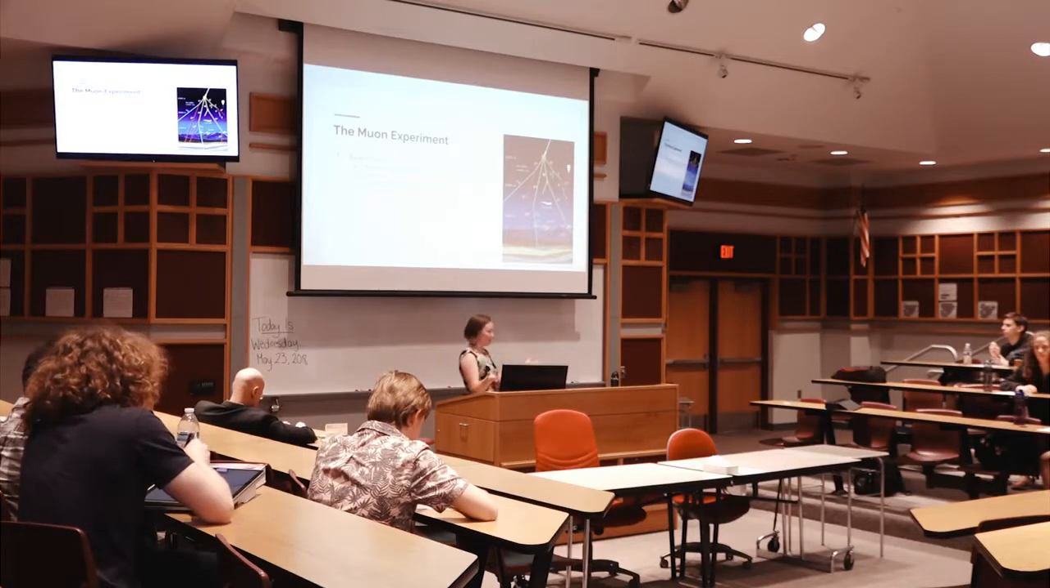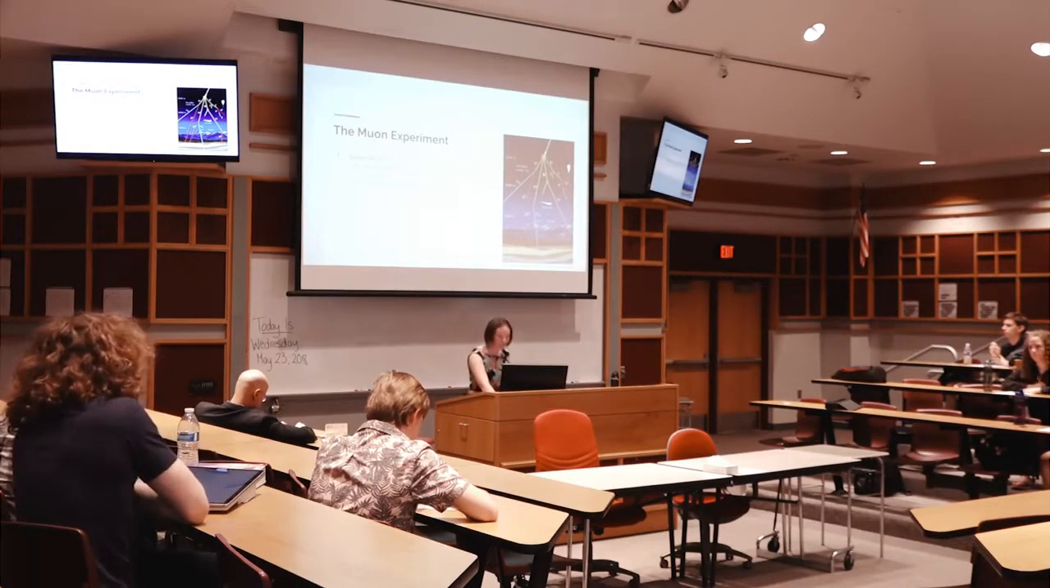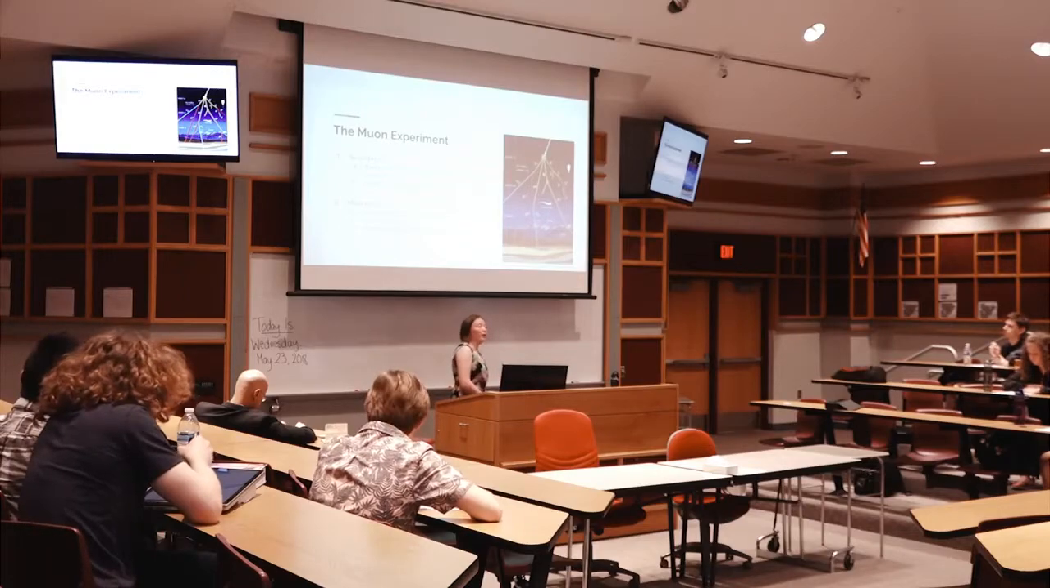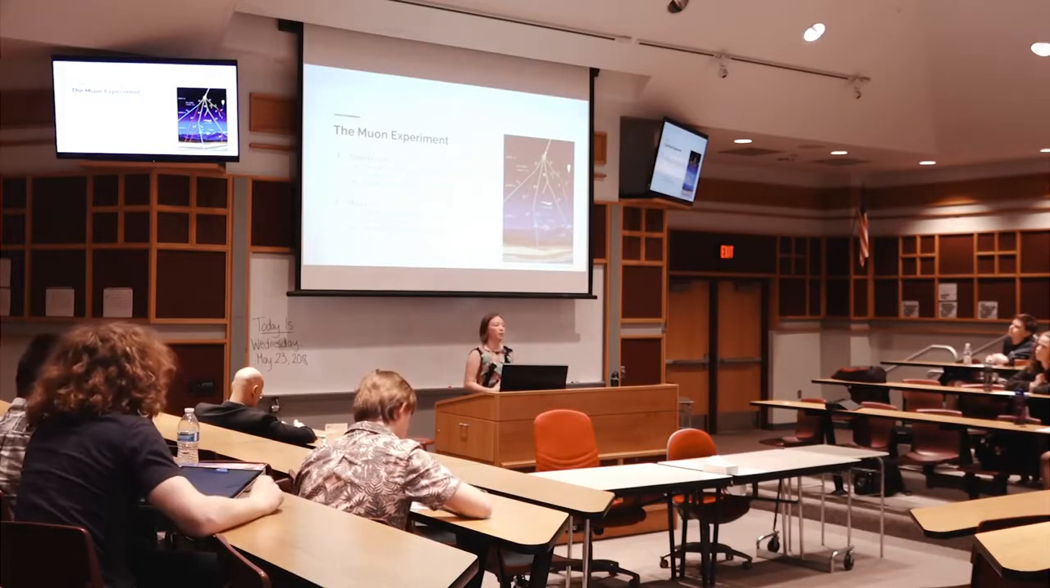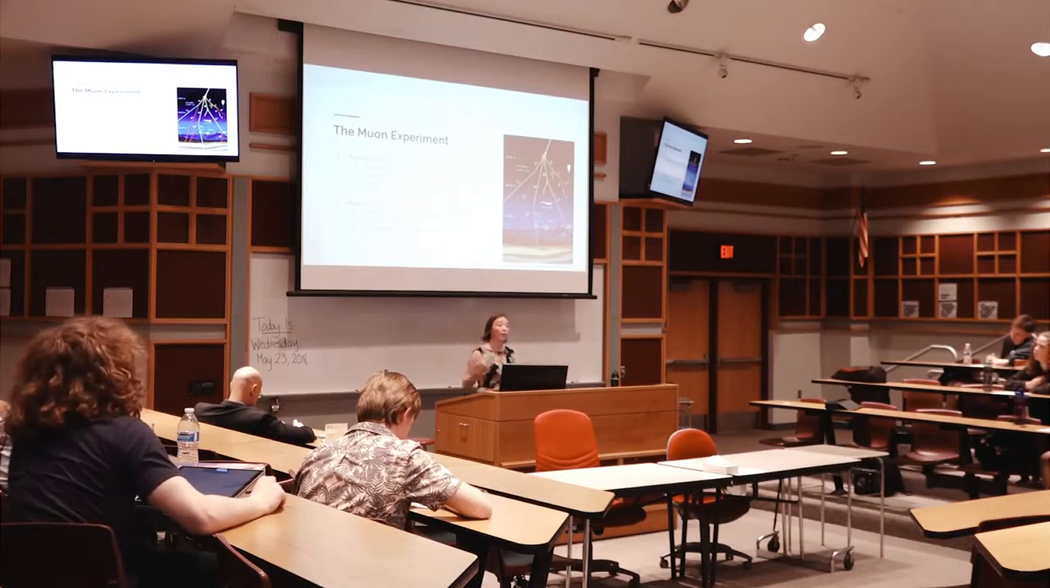But what does the muon think of itself? Well, in the muon's reference frame, we have to account for length contraction. The muon does not think that it's moving. Technically to us it's moving, but it thinks in its reference frame that it's still. And it just sees the rest of space moving around it.